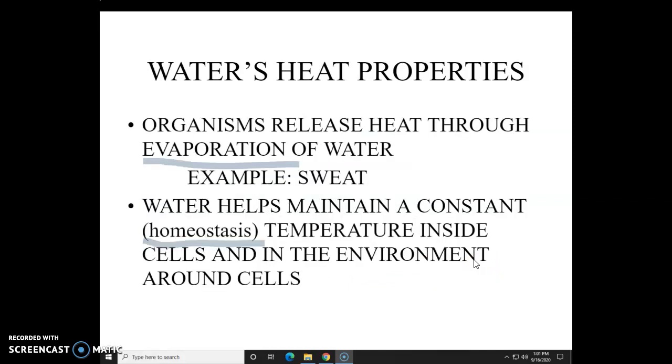Now, we release heat through the evaporation of water like sweat, and as gross as it seems, sweat does cool us off. And the water in your body helps maintain a constant temperature. And that's an example of homeostasis. Well, first of all, if you get dehydrated out in the heat, that will affect your body temperature and can lead to some serious problems with overheating. And homeostasis is that steady state we talked about before that all living things have with certain levels in their bodies.